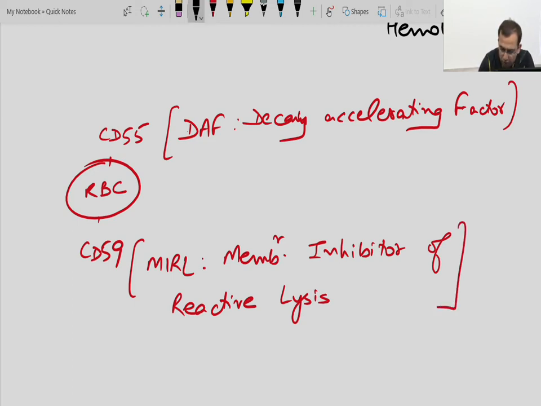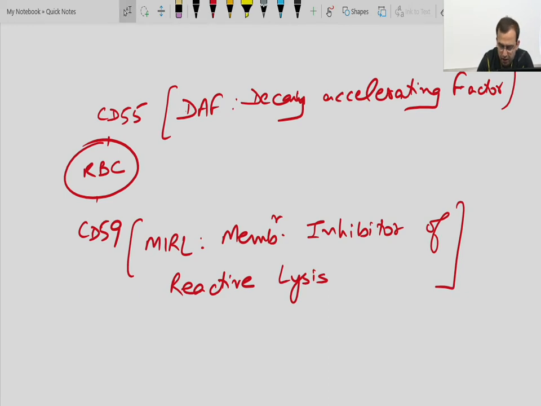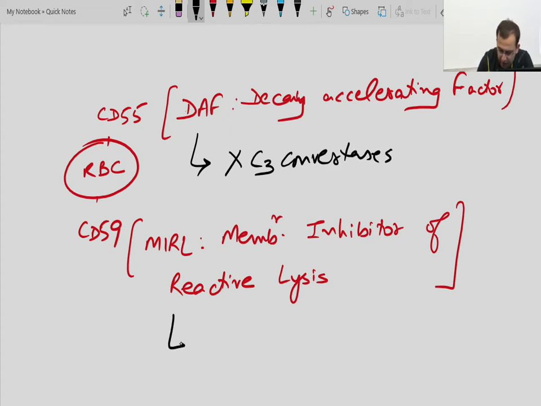The normal role of CD55 is that it stops the action of C3 convertases, whereas CD59 stops the action of MAC. MAC stands for membrane attack complex. What is MAC? It is C5b to C9. CD59 stops the action of MAC.